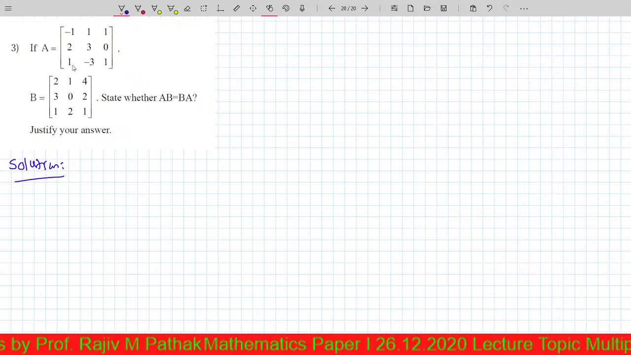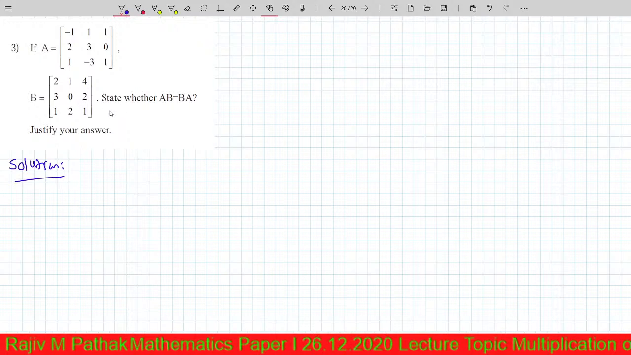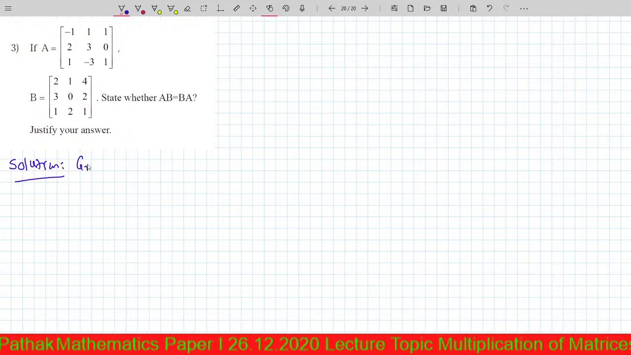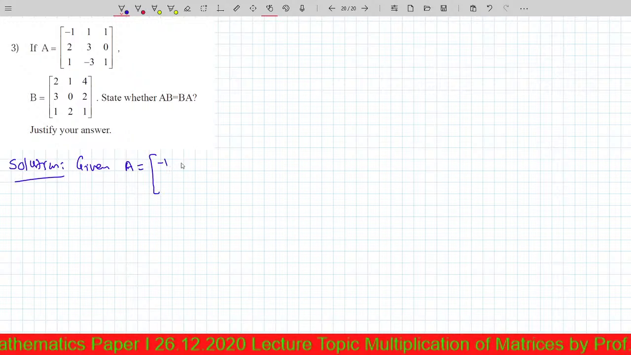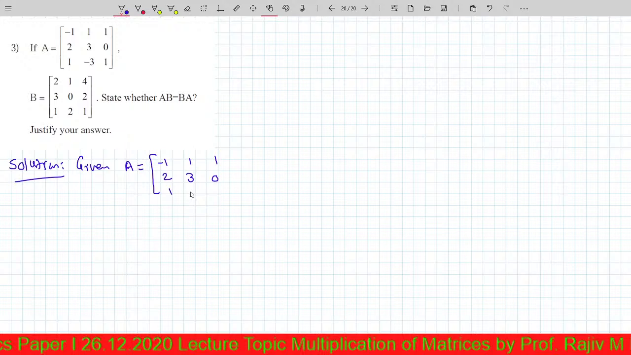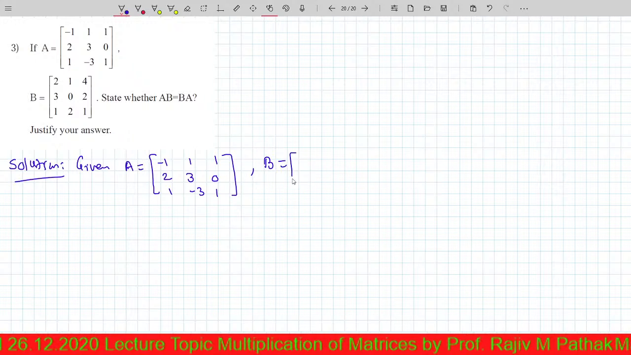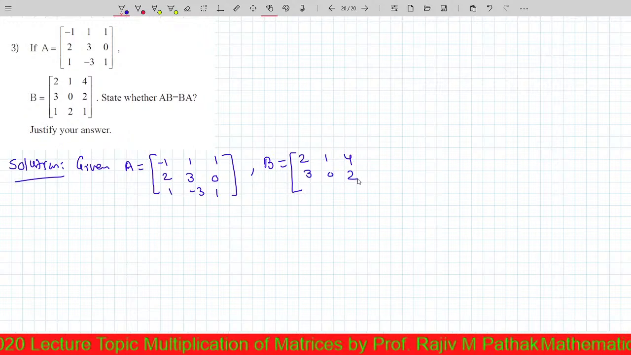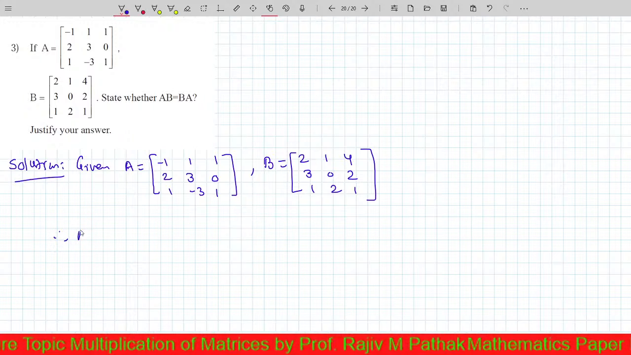So what is the question? A is given, B is given. State whether AB is equal to BA. Justify your answer. So how to justify this? We have to compute AB and BA separately. So here given matrix A is equal to -1 1 1 2 3 0 1 minus 3 1, and matrix B is equal to 2 1 4 3 0 2 1 2 1. Okay, so first we have to compute AB.